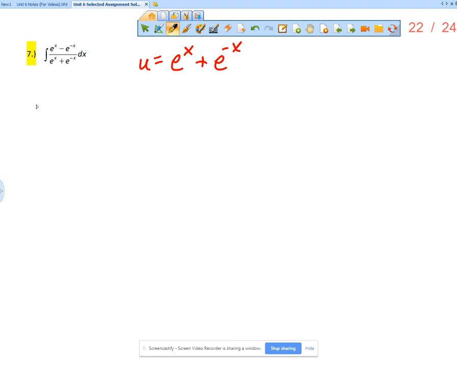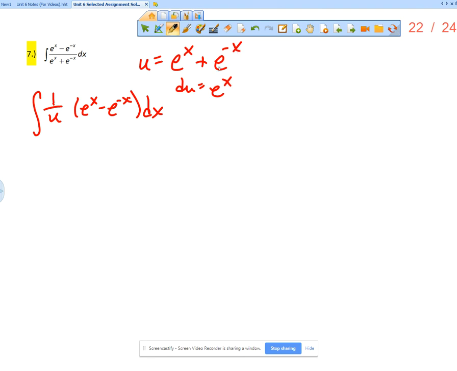All right. So I have, once again, 1 over u, because I chose the denominator as u. And then I have e to the x minus e to the negative x dx. All right, so now I need to take the derivative of u. So what is du? Well, derivative of e to the x is e to the x. And then I have plus the derivative of e to the negative x.